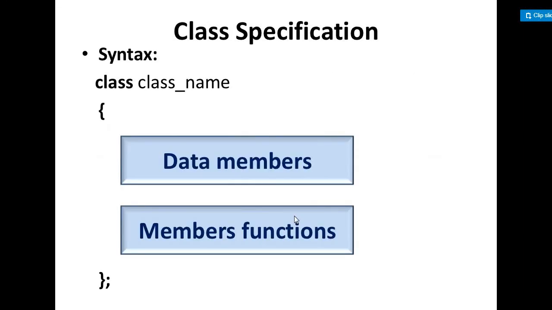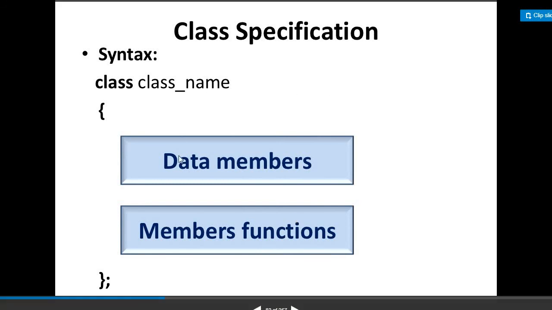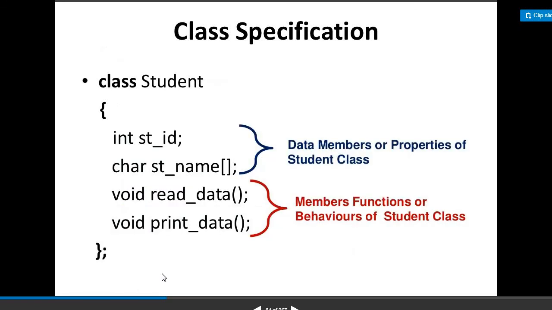This is the class specification. The class keyword is used, then class name, data members, member functions, and the class is ended with a semicolon. So this is an example. These are data members, this is member functions. This is class student, with integer student ID, character student name, and functions to read data and print data.